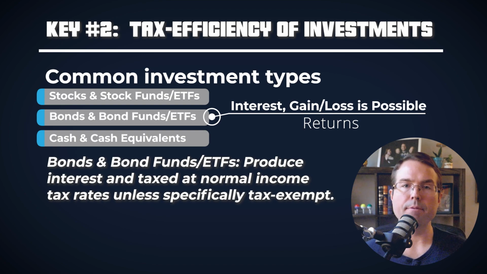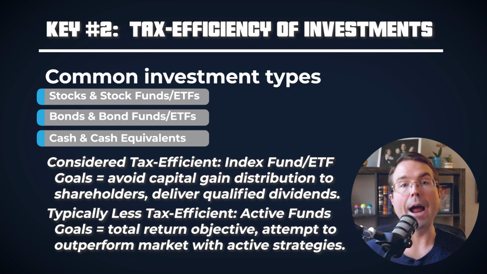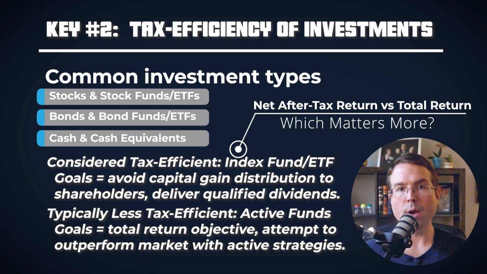Not all investments have the same goal or objective to minimize the amount of taxes paid. Take, for example, an equity index fund or equity ETF. These are normally considered tax efficient since their goals are to avoid capital gains distribution to shareholders, as well as deliver more qualified dividends. This is in contrast to higher turnover active funds that have a total return objective, irrespective of any individual or institutional tax concerns. So even if you have alpha on active positions compared to passive, if the tax and trading costs to support that investment strategy creates a lower net after-tax return, which actually outperformed?